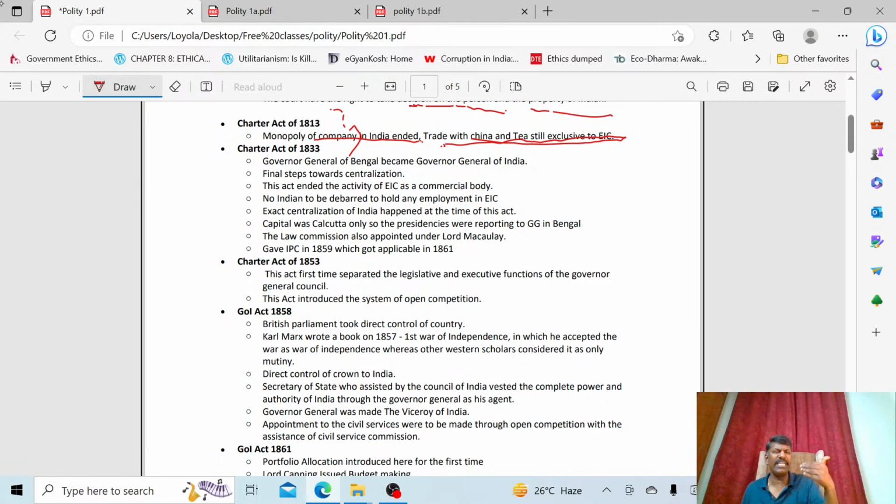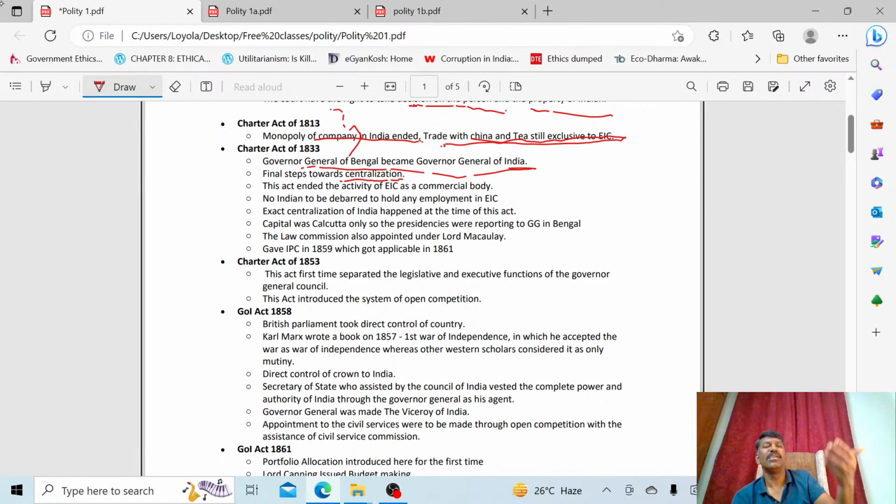And every 20 years you can see the charters. The 1833 Charter Act gave a provision on the basis of which the Governor General of Bengal became the Governor General of India. That is the first important thing. As per the NCERT of 12th standard, by 1818 almost all the territory of India, except Punjab and Sindh, was under the control of the East India Company. After the 1833 Act, even Punjab and Sindh were included as part of British India. Once the territory became wider, the Governor General of Bengal became the Governor General of the whole of India, and that was the initiation of the centralization process.